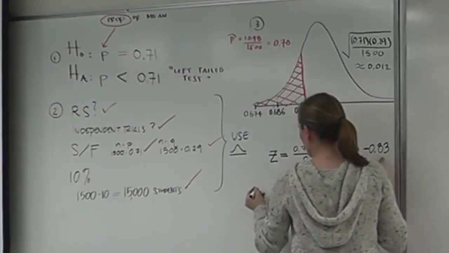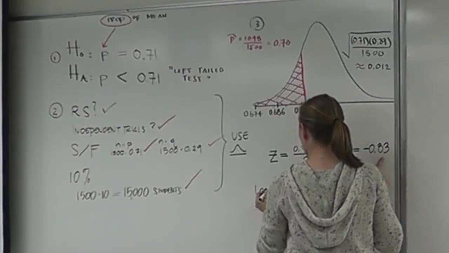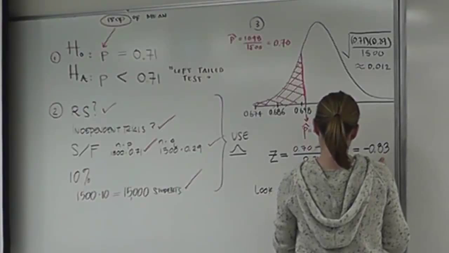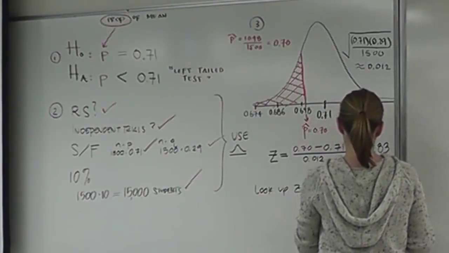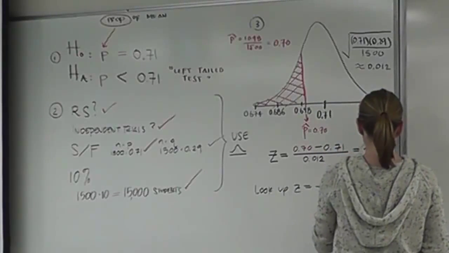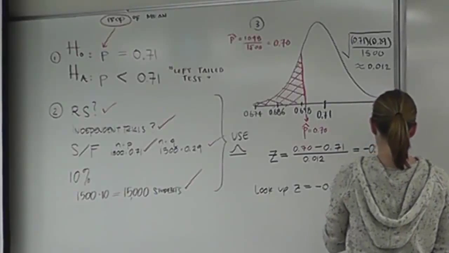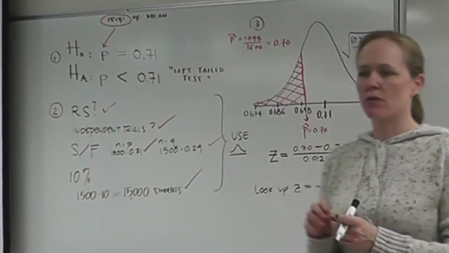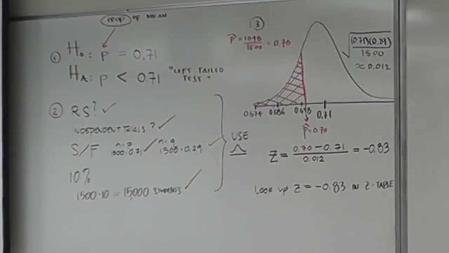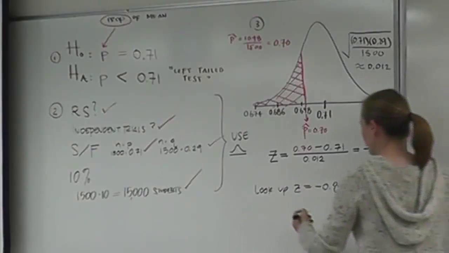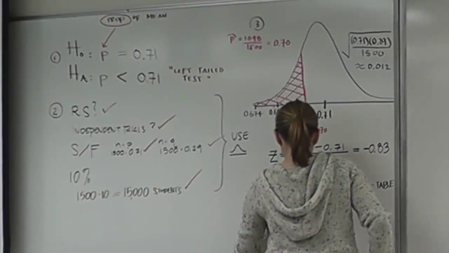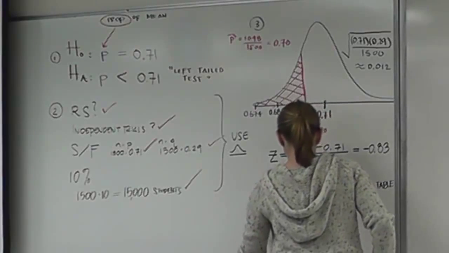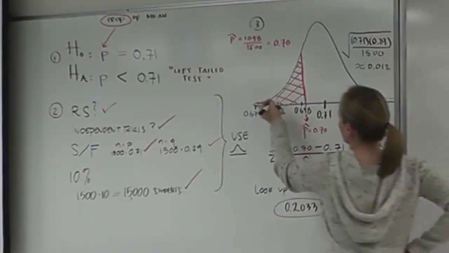All right, so let's look up Z equals negative 0.83 in the Z table. And what this does is it brings us to probability. I know it's only less than 1 standard deviation away, but I also want to sort of layer in what the probability would be. 0.2033. And that's what's in here.